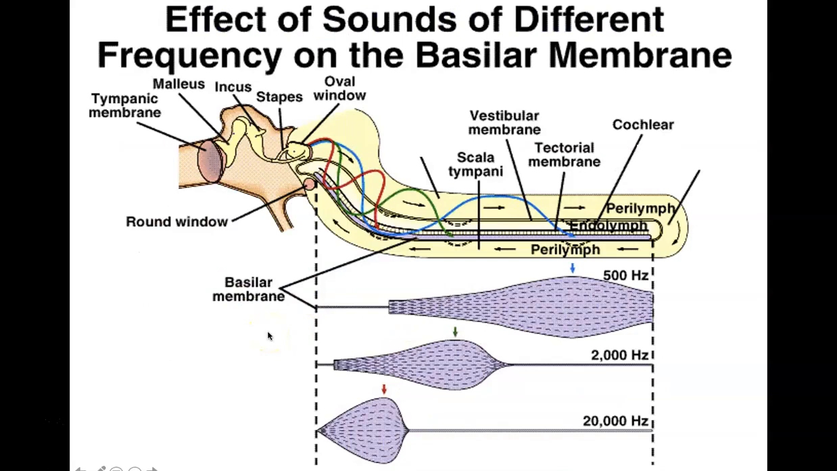Now, moving on to the hearing part of this apparatus, the effective sounds are different for different frequencies on this basilar membrane. Okay, so here's the tympanic membrane of the ear. Here's those three auditory ossicles, the malleus, the incus, and the stapes. And then there's the oval window here. And so if we look at three different frequencies of sound, 500 hertz, 2000 hertz, 20,000 hertz, we see that this is going to affect this basilar membrane differently.